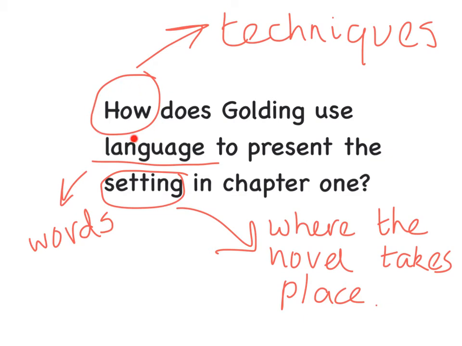The how part of the question is important. We must consider what techniques the writer has used. The question also tells us that we're only focusing on language, the words the writer has used, not structural features. The third part that we've picked out is setting. We're speaking about where the novel takes place.